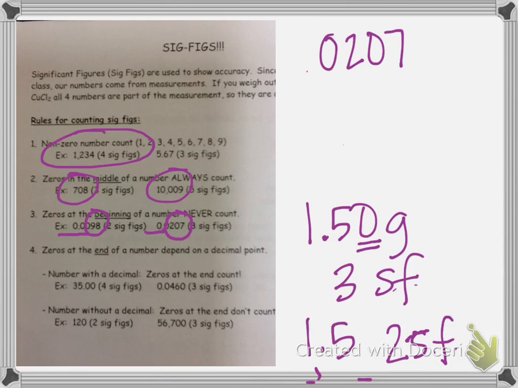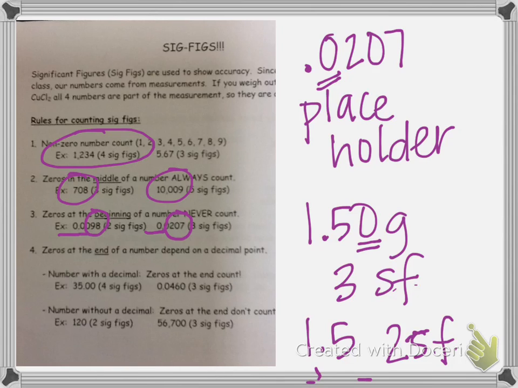0.0207. This 0.0, that number we would call a placeholder. It's showing us that it's a small number, that the number is 2/100ths of a gram or a milliliter or whatever the measurement may be. But we need it there to show the size of the number, and we write it, but it is not considered significant when we're counting the digits of the number that are showing us accuracy. So just remember that 0 at the beginning does not count as a sig fig. These 3 numbers do, and we would say this has 3 sig figs. Okay?